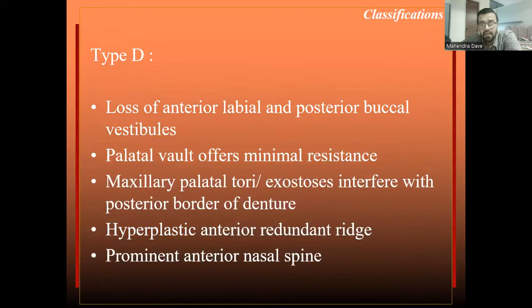Type D, loss of anterior labial and posterior buccal vestibules. Palatal vault offers minimal resistance. Maxillary palatal tori or exostosis interferes with the posterior border of the denture. Hyperplastic anterior resorbed ridge and prominent anterior nasal spine.